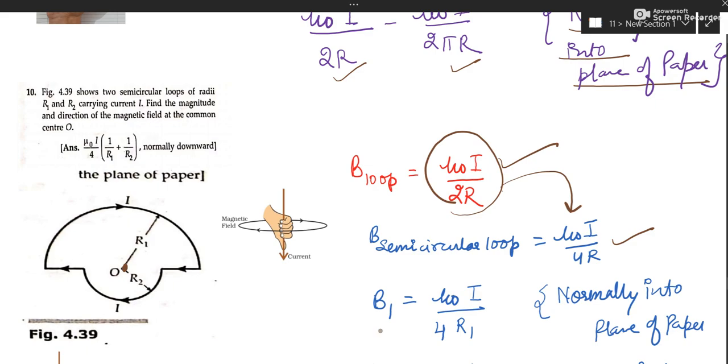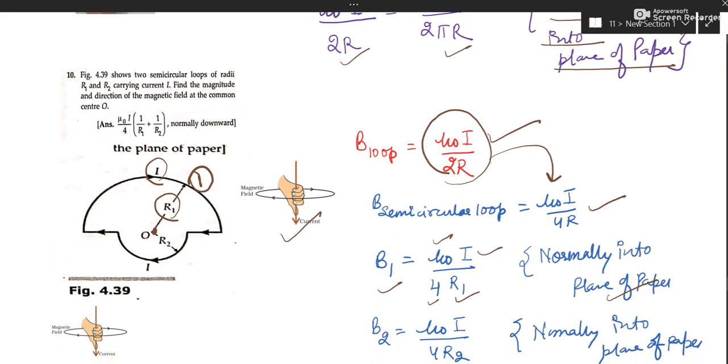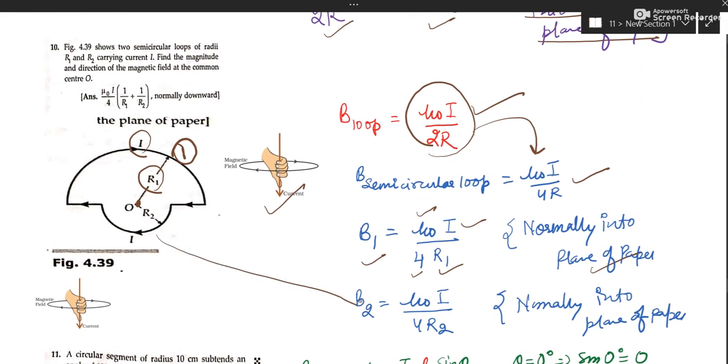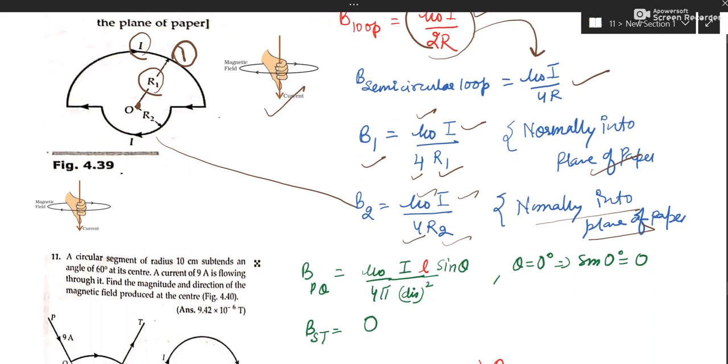So due to loop 1, let it be anything, this will be 1. So mu naught by 4, current is I and radius is R1. Substituted, check the rule. I've seen it is into the plane. Coming to the next, same way, mu naught by 4 I by R2, this is also into, add, simple.